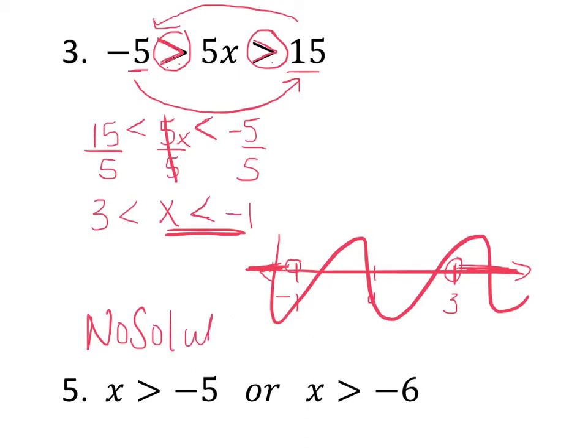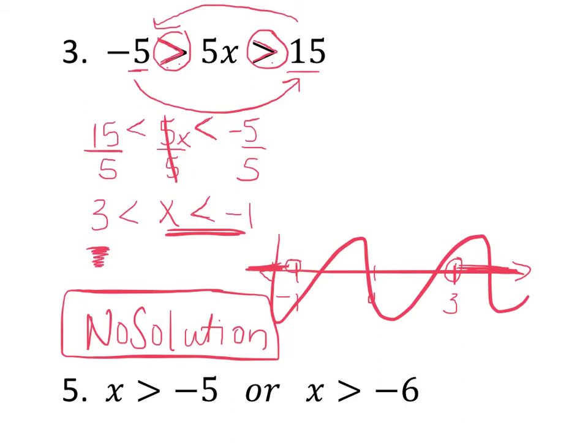It's not a true statement. We cannot make it work. So this would be no solution. And you'll recognize this because the number on the left side should always be the smaller number, because we're going from less than a bigger number. So this one should be little, and the number on the right should be big. And if it's not, there's something wrong with that picture.